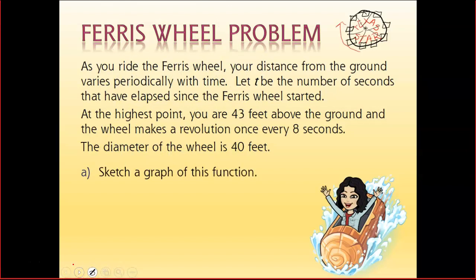Alright, so here we go. Can we sketch the graph of what's going on? I have a Ferris wheel. What do we know for sure about this Ferris wheel before I start sketching the graph? The highest point is 43, so this tip top is at 43. What else do I know? The revolution is 8. We don't care if it's really seconds or minutes, we're just going with 8. What else do I know? The diameter. How does that help me out? Why on earth would I tell you the diameter of this thing?